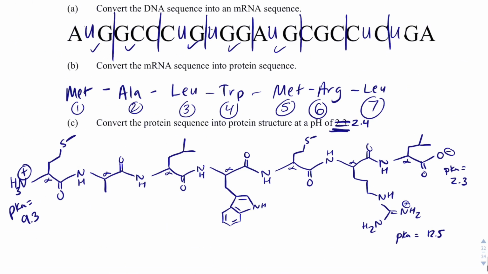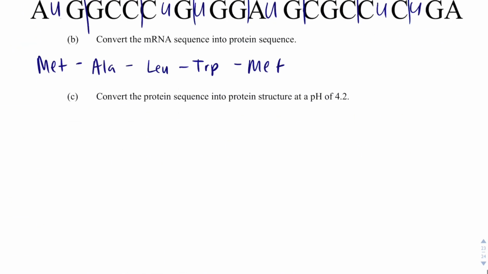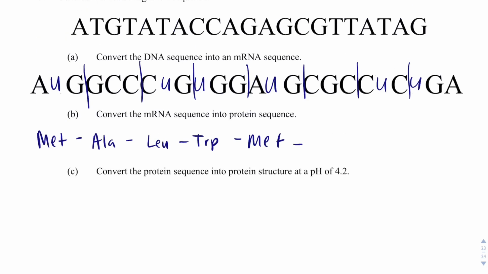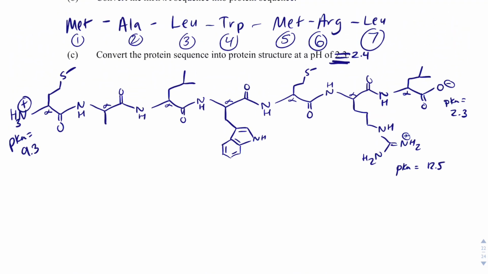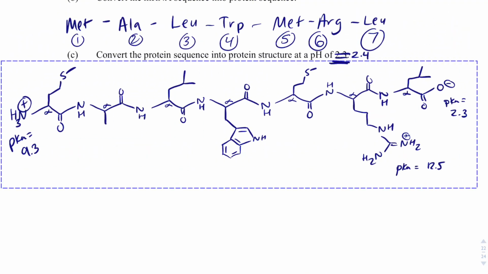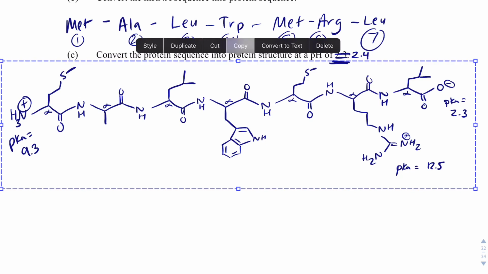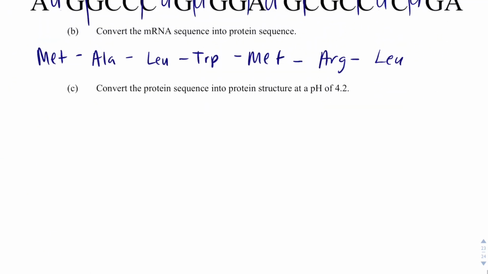Is this going to be the same one? I think it is. CGC is arginine, and then CUC is leucine. So what I'm going to do is copy this, and I'm going to show you all that is different here.